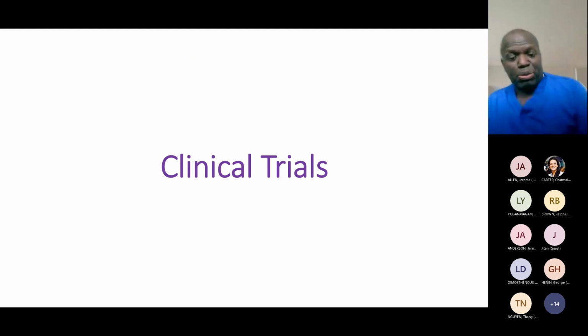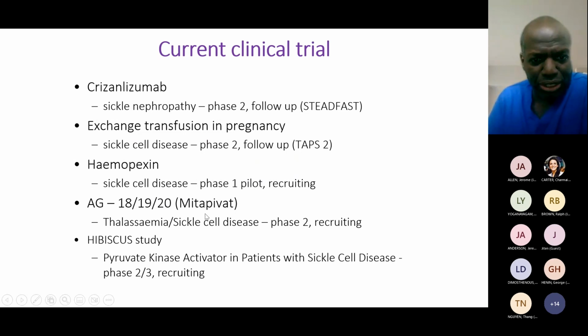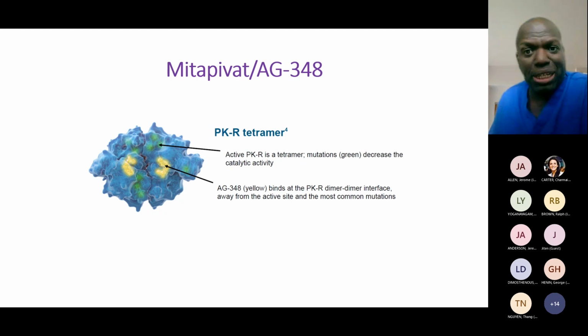As for what's available from a clinical trial perspective, this is a list of our active trials in sickle cell disease and thalassemia. I want to orientate you to these AG trials using a drug called mitapivat, AG348, which was initially designed for another red cell disorder, which I'll talk about a bit later. Well, a bit later is right now. Mitapivat is a drug that was initially designed for the treatment of pyruvate kinase deficiency, which is a red cell enzyme disorder.